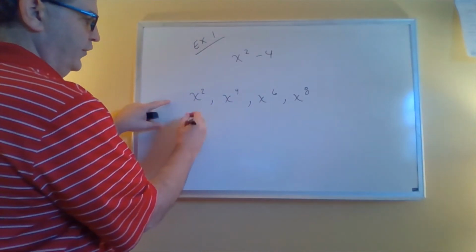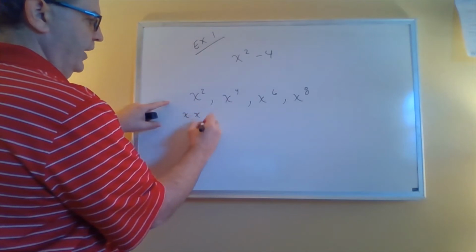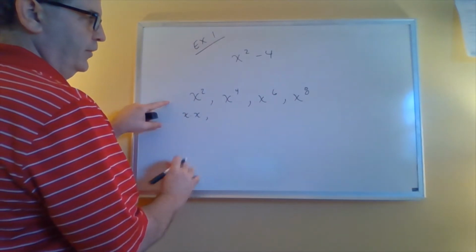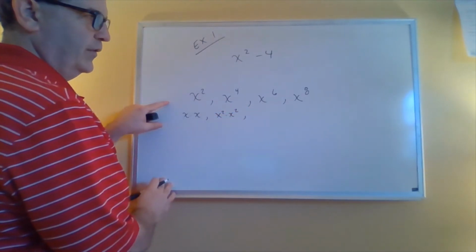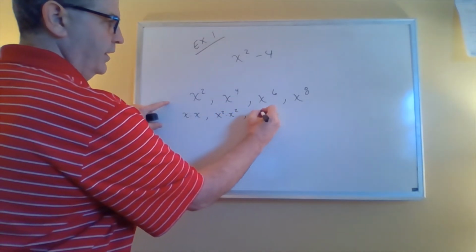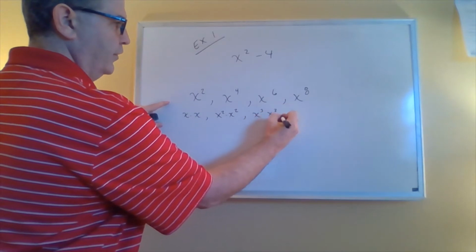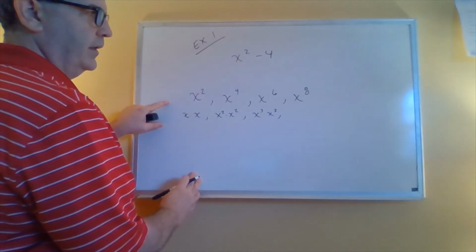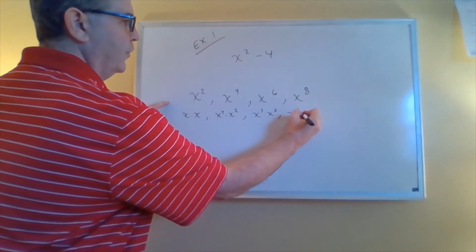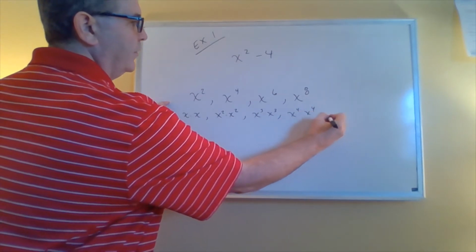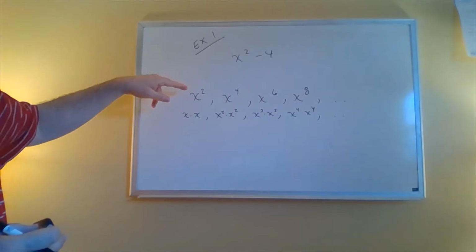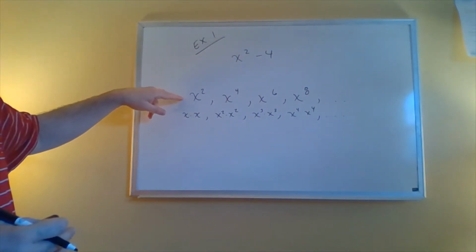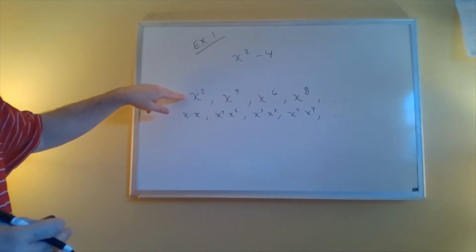So what makes up x squared? Well, x times x. What makes up x to the fourth? x squared times x squared. What makes up x to the sixth? x to the third times x to the third. What makes up x to the eighth? x to the fourth times x to the fourth. And this keeps going and going, okay? As long as your exponent is even with your variable here, you have a squared term there.